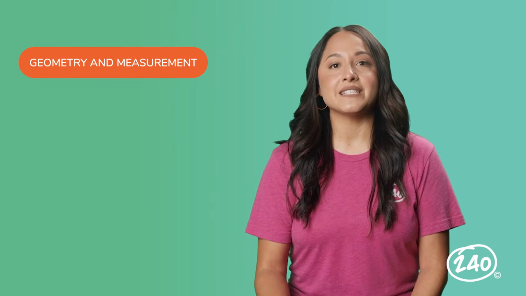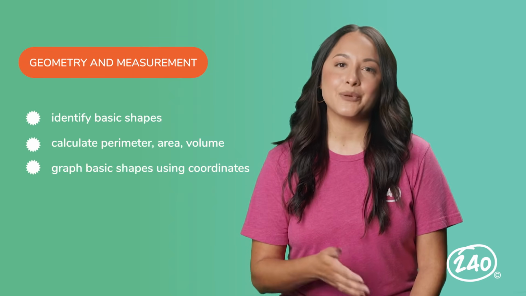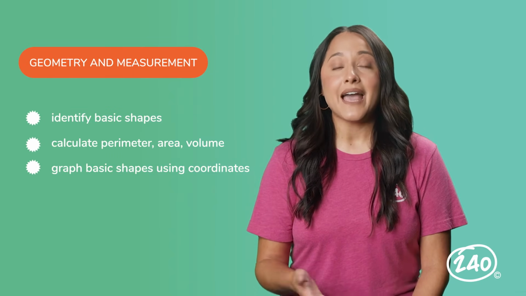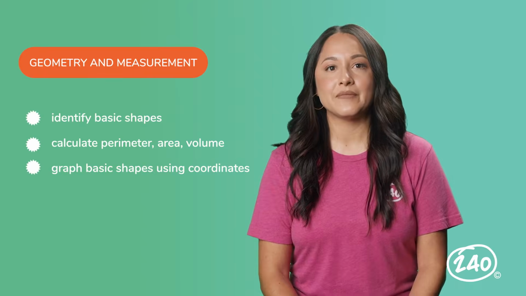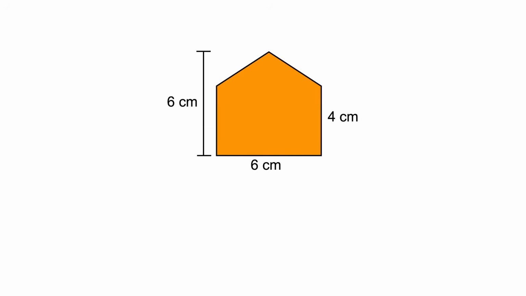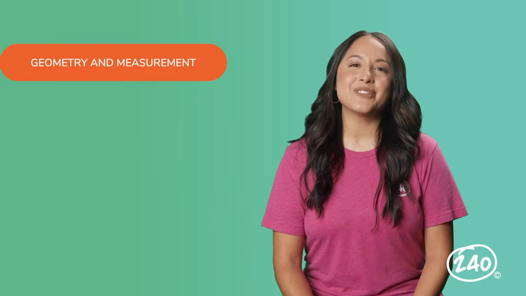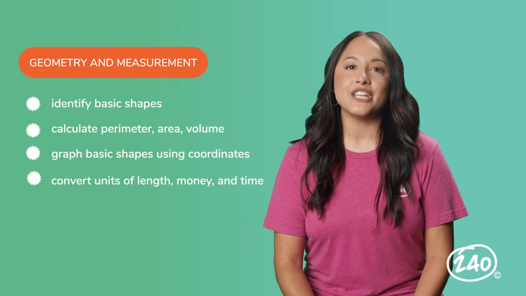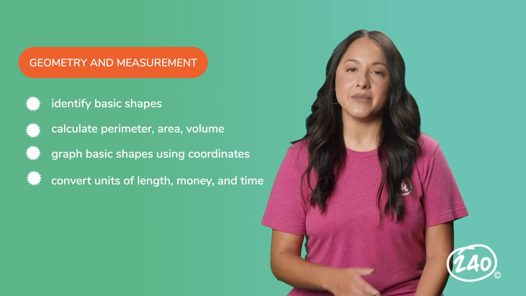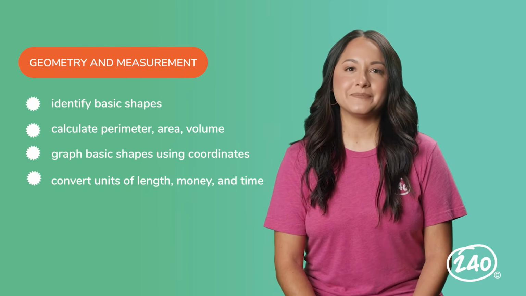Next up is geometry and measurement. Think of geometry as the study of shapes. You'll need to be able to identify basic shapes and calculate their perimeter, area, and volume, as well as graph them on a coordinate plane. So if you're given a shape and its outside measurements, you may be asked to solve for the area or perimeter. To do this, you'll need to know the basic formulas of calculating area, perimeter, and volume of common shapes. As for the measurement portion, you'll need to convert between units in the same system. So from inches to feet or minutes to hours.